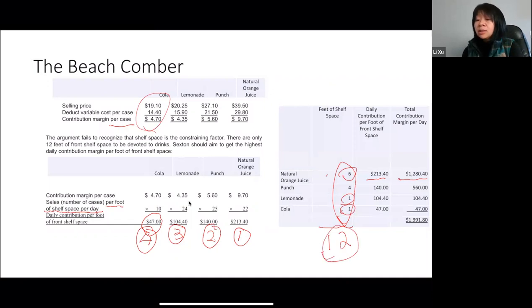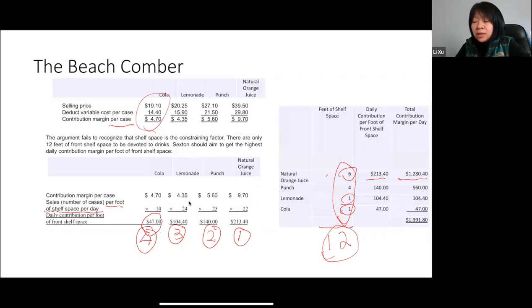So even though this is a great drink, it can produce a positive contribution, you cannot put 6 feet in it because that's the only space you have left, okay? So that's why we have 4 feet, 4 feet. You can see here, that's how we get this number.